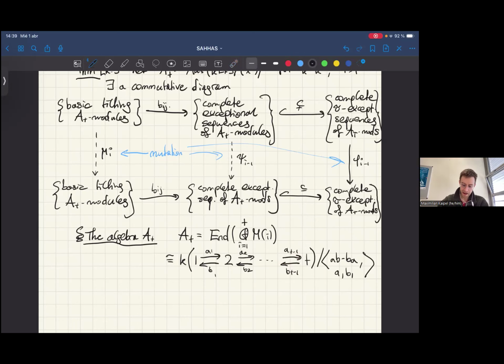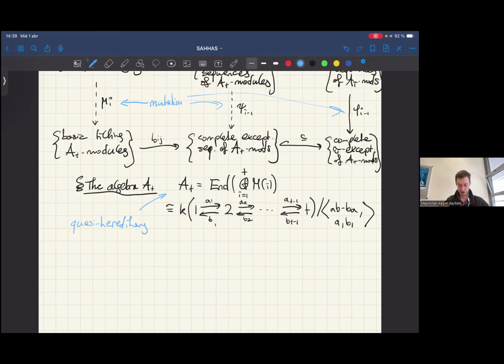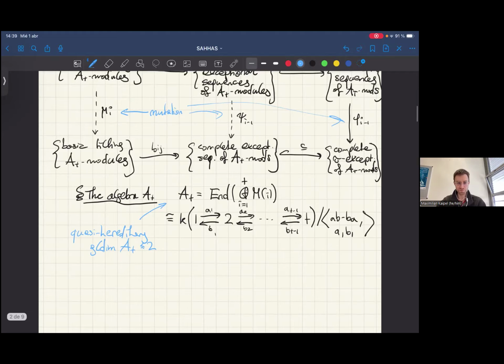And maybe some side notes that this is actually a quasi-hereditary algebra. And the ordering of the vertices that gives you the quasi-hereditary ordering is exactly opposite to how I wrote it here. There's a unique quasi-hereditary ordering on this, and this algebra has global dimension 2, or 1 if T is 1, but okay. For most of them, it has global dimension 2.